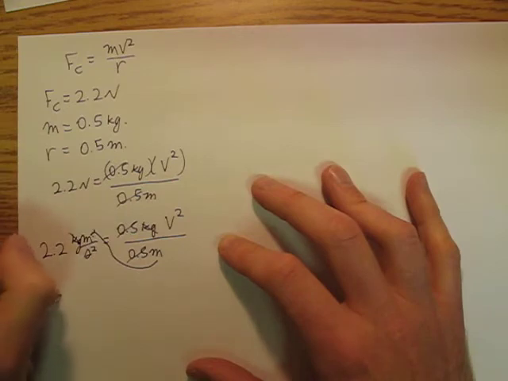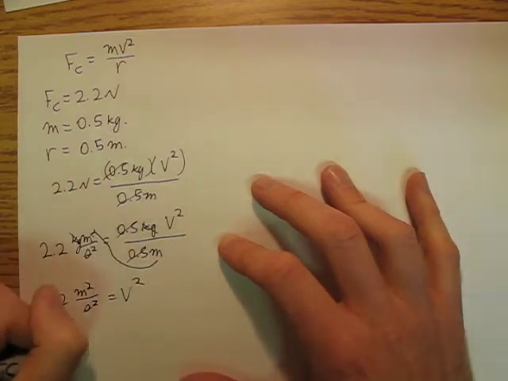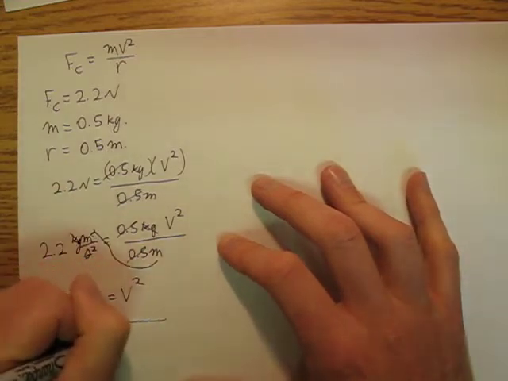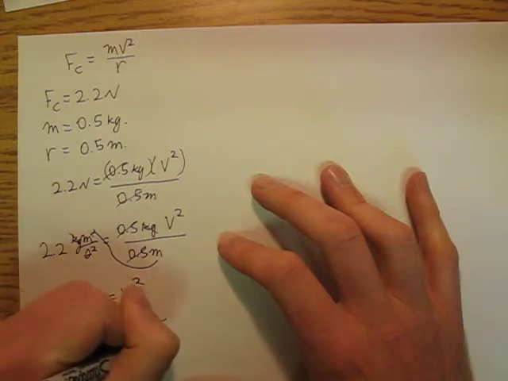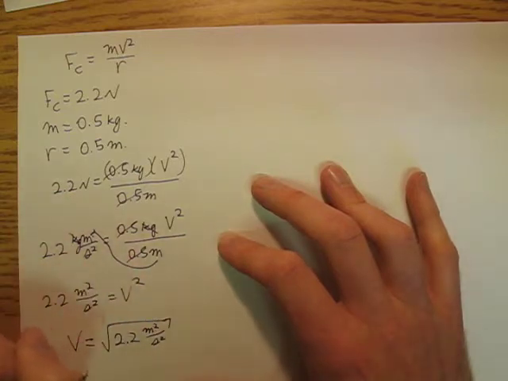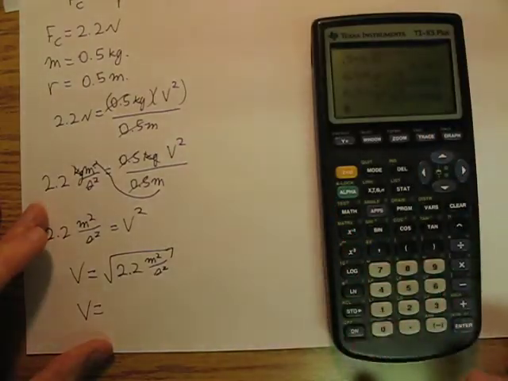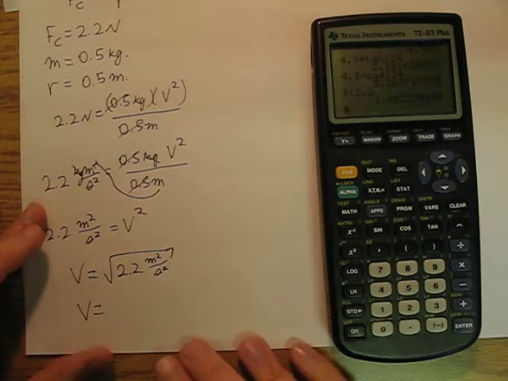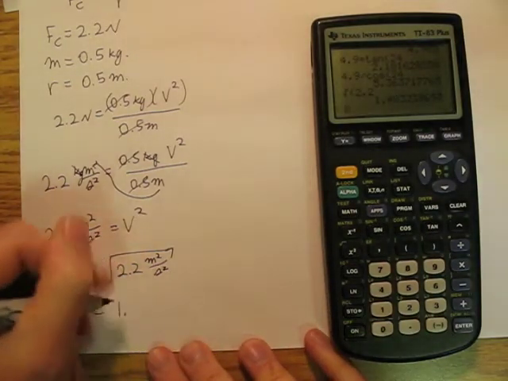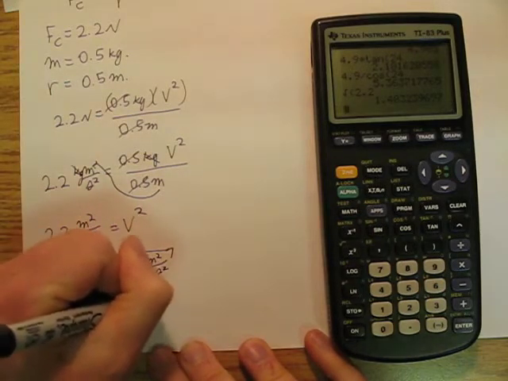So I'm going to get 2.2 meters squared per second squared is equal to v squared. So my v is going to be the square root of 2.2 meters squared per second squared. So my velocity is going to be 1.48 meters per second.